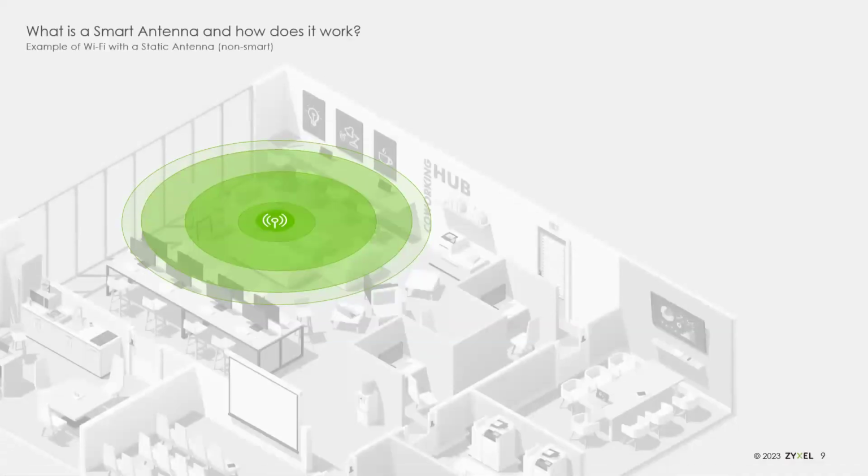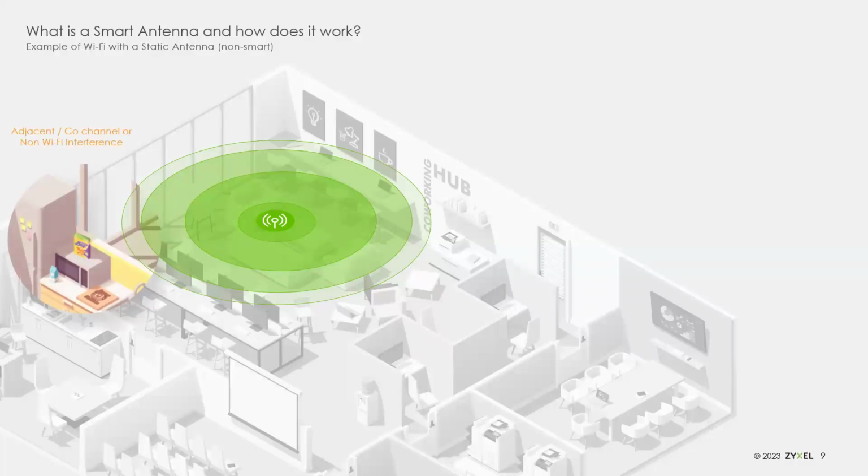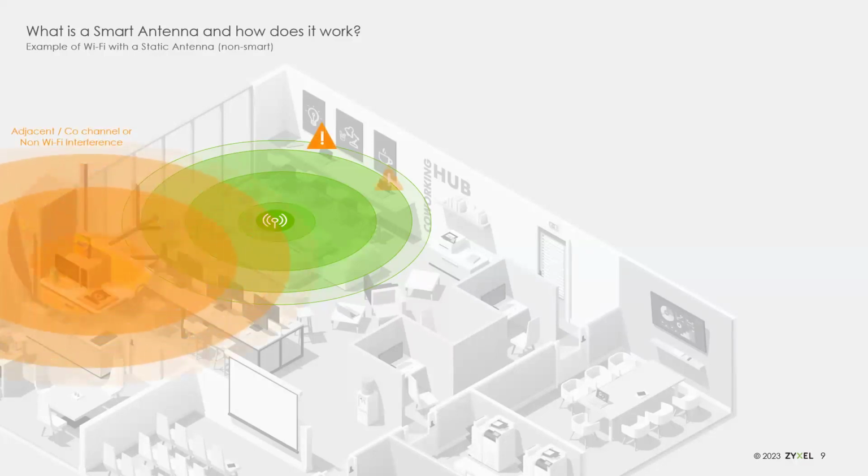So as we talked about before, your typical antenna is just a static fixed antenna pattern that's usually optimized for ceiling placement. Anytime there's something that causes interference or is using that same RF channel that your access point is, you run into co-channel interference issues.